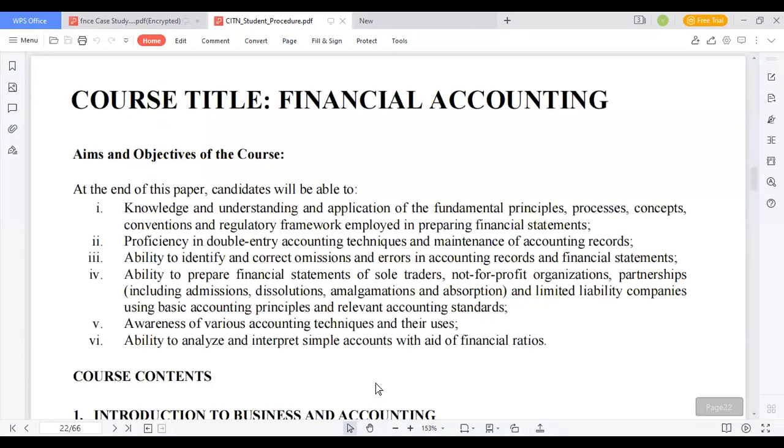So if I go to the syllabus guide of the institute relating to financial accounting, in terms of what are the things that we are going to be talking about?